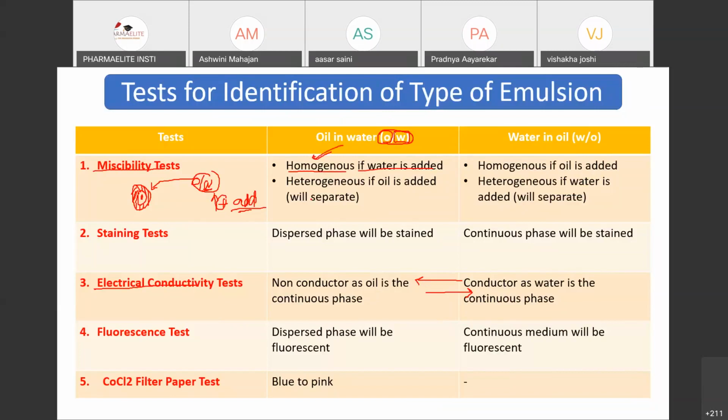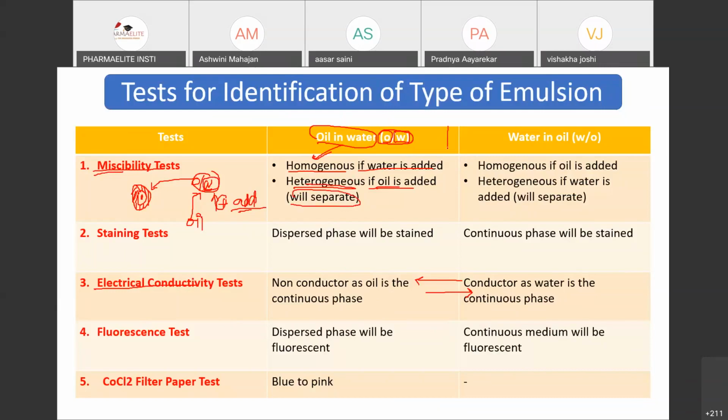On the other hand, if to the same oil in water emulsion I am adding oil, there is oil inside and water outside. Now if I add oil, I'll get a heterogeneous phase. Am I correct? On the exterior side there is water, and water is not going to be miscible with it. So they won't form a homogeneous phase; rather I'll get a heterogeneous phase if oil is being added. They'll separate into two different layers.